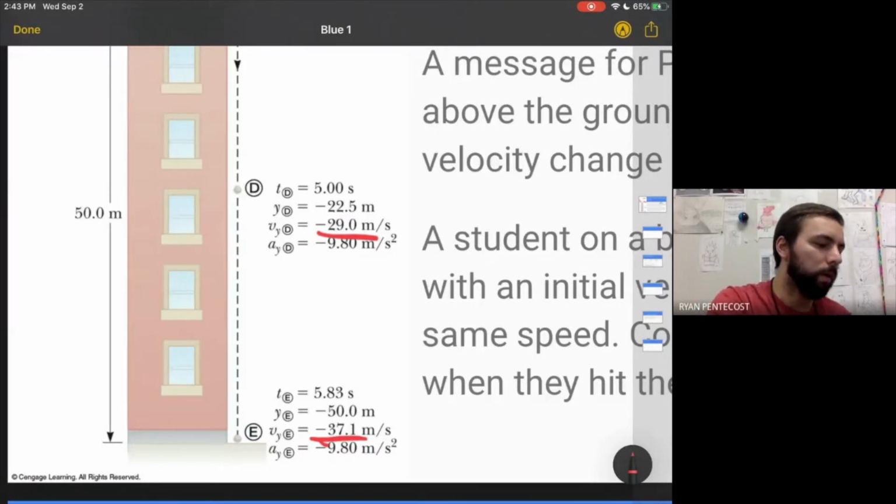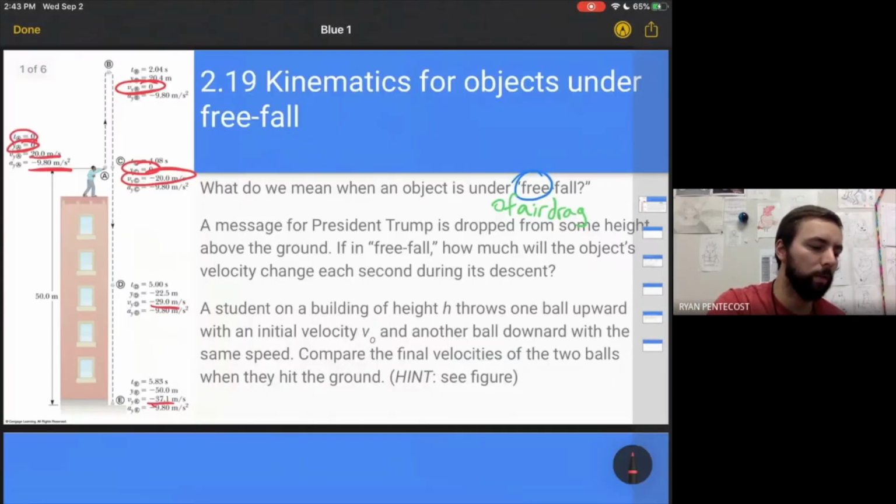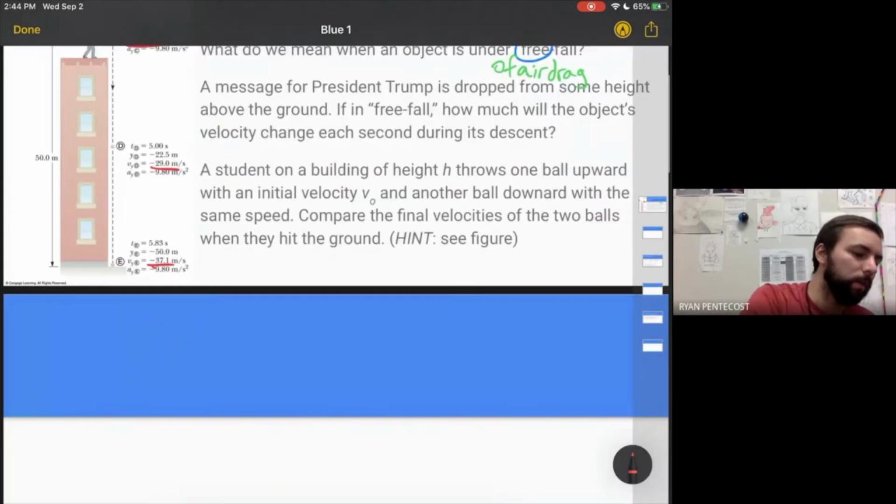So if we change this scenario a little bit, right? The student is on a building of height h, throws one ball upward with v naught, and throws another ball downward, also with the same speed, not the same velocity, right? So let's say he throws with 5 meters per second up. The other one is a negative 5 meters per second down. Compare the final velocities of the two balls when they hit the ground. So let's just draw this real quick.